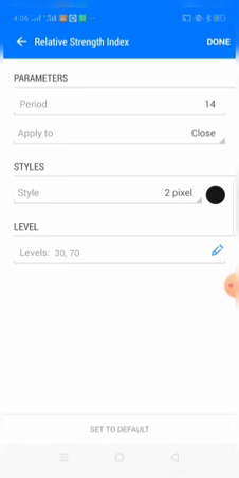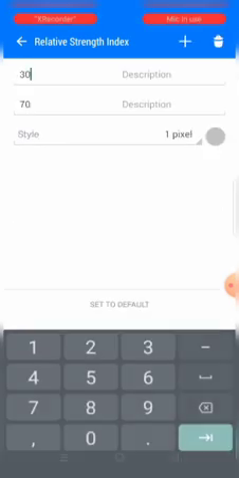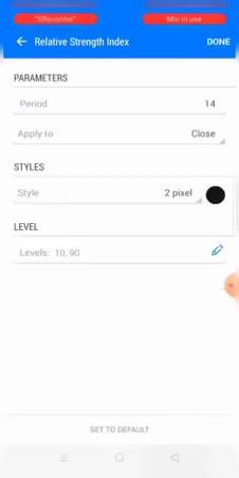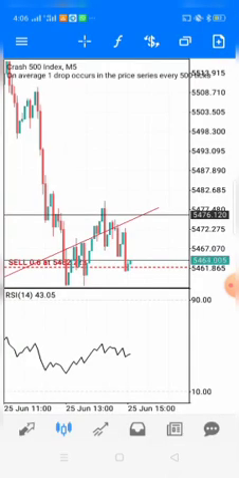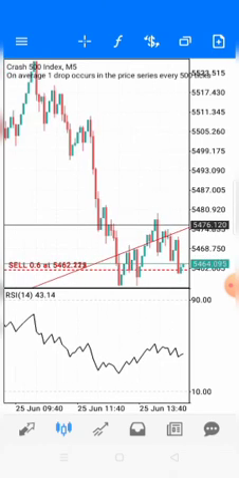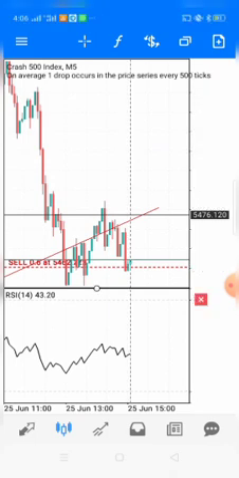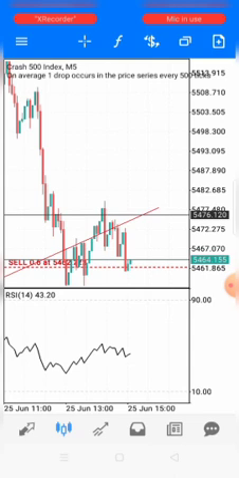And then the levels, these are the levels, 70 and 90. Okay, I'm going to change that to 10 and 90. Right? Click done. And it will appear on your indicator window, right? You see that? On your indicator window. It will automatically create an indicator window for you.